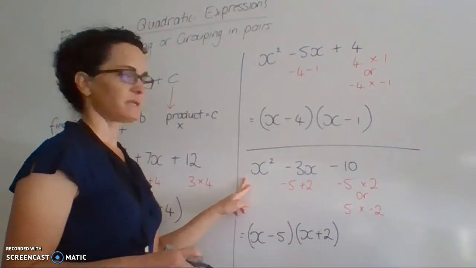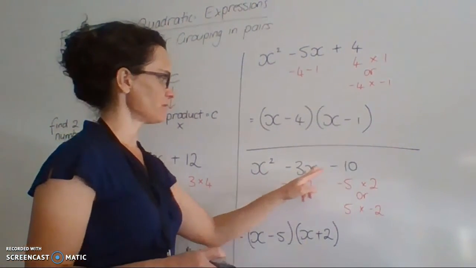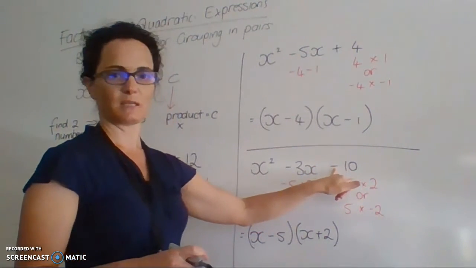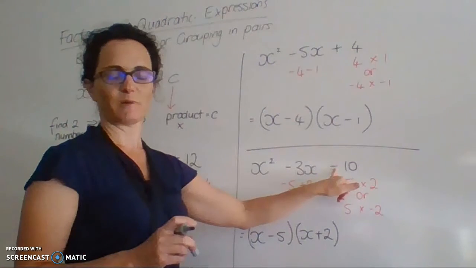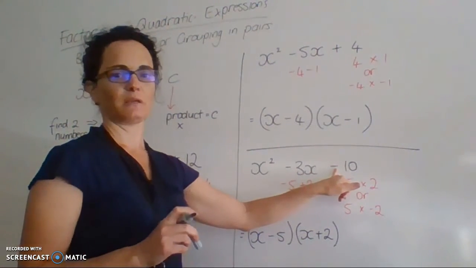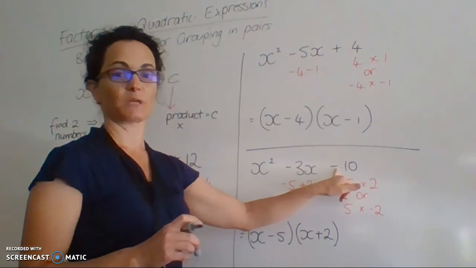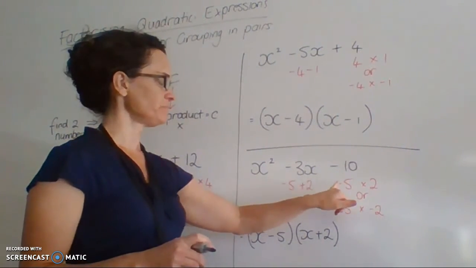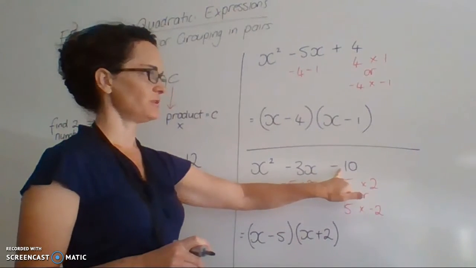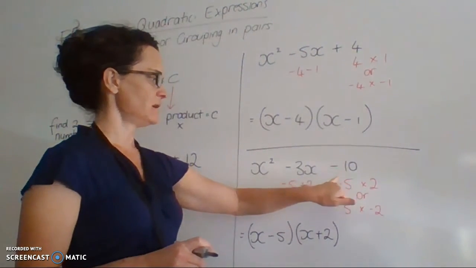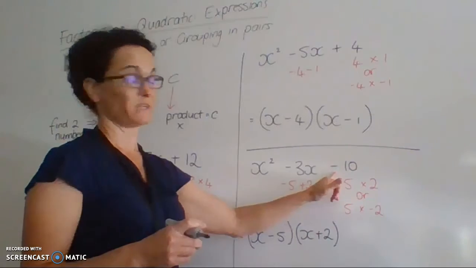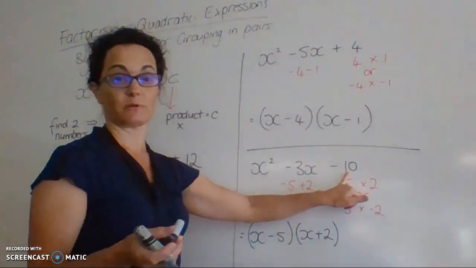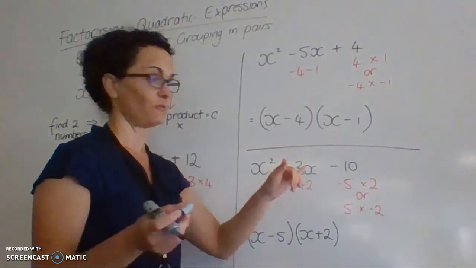Another example, x squared minus 3x minus 10. So straight away, because I have a negative number here, I know that one of my terms has to have a negative value and the other one has to have a positive value, because a negative multiplied by a positive is a negative value. So the two numbers that multiply to get 10 are 5 and 2, or 10 and 1, but 10 and 1 don't make 3. So 5 and 2 we know make 3 in some form.